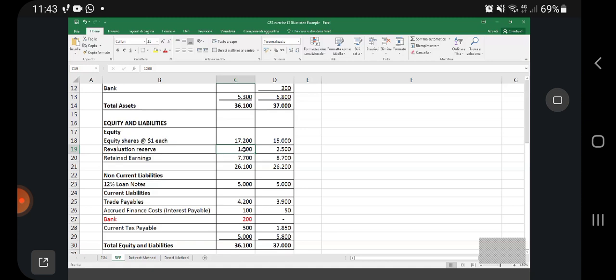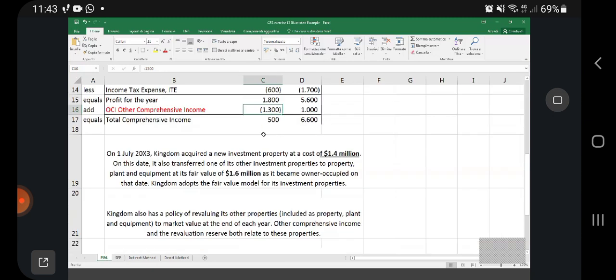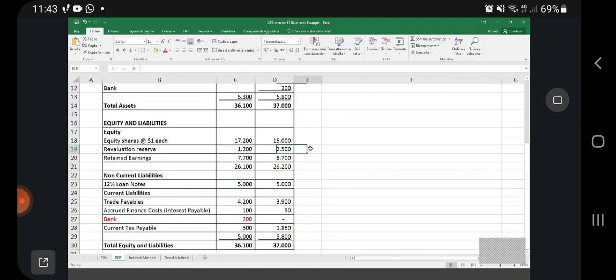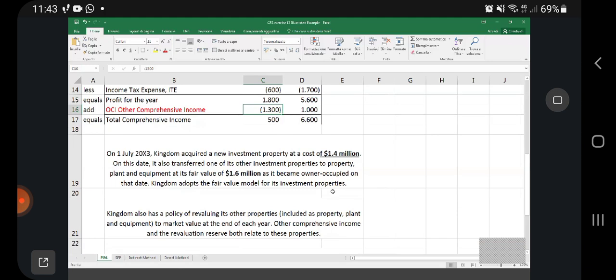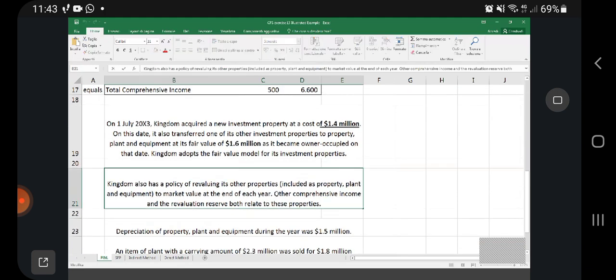That is related, remember the explanation, with the other comprehensive income. You see this minus 1,300 over here? You should check if it is the same. So the decrease in the revaluation reserve is really 1,300. It's not your job to check, okay? But as we are told that other comprehensive income and the revaluation reserve both relate to property, plant, and equipment, you can have a check for yourself. This is a wise thing to do.